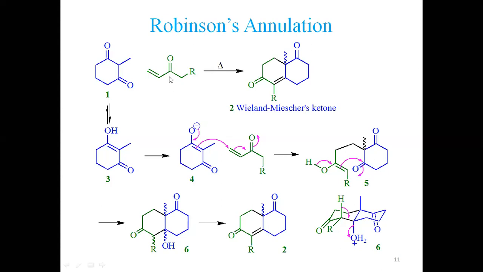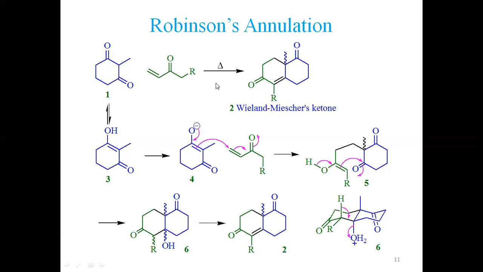So we can get these two conjugated with each other, resulting in the formation of two rings. No doubt this ring was already available, and this ring is formed. Because a new ring is formed here, this is called annulation. And because this was first synthesized by Weiland and Miescher, Weiland carried out this synthesis in basic medium, and Miescher carried out this in acidic conditions. This is a major difference between them.